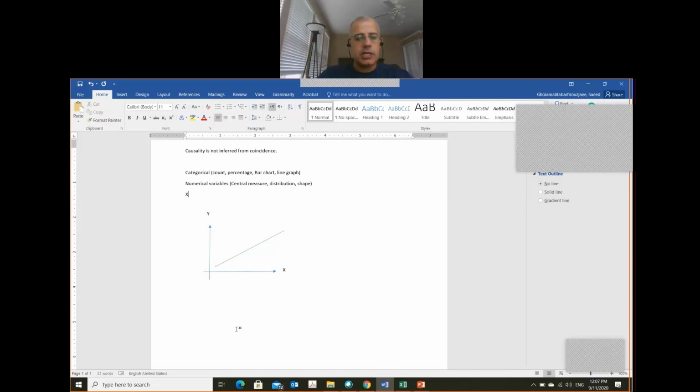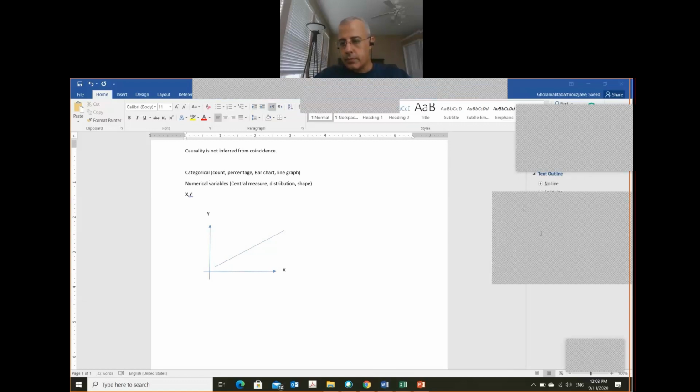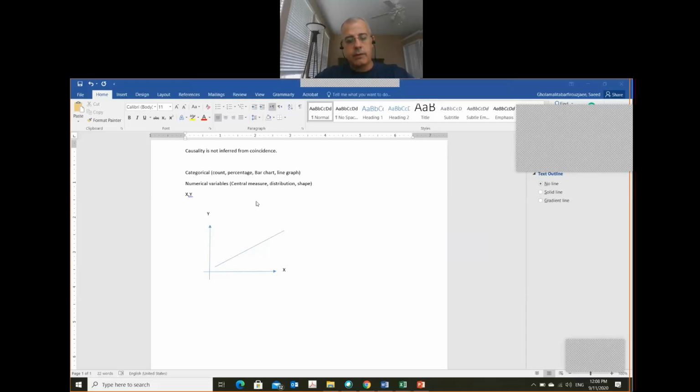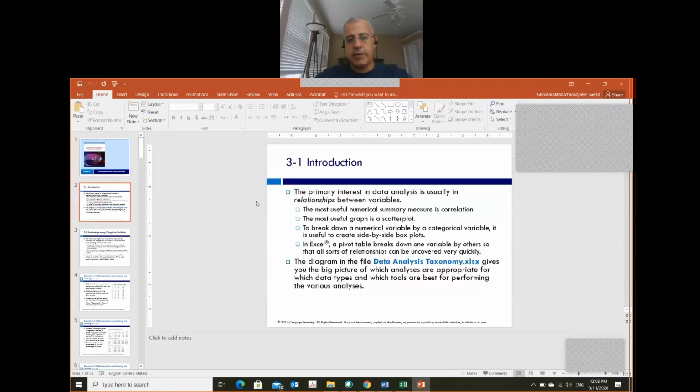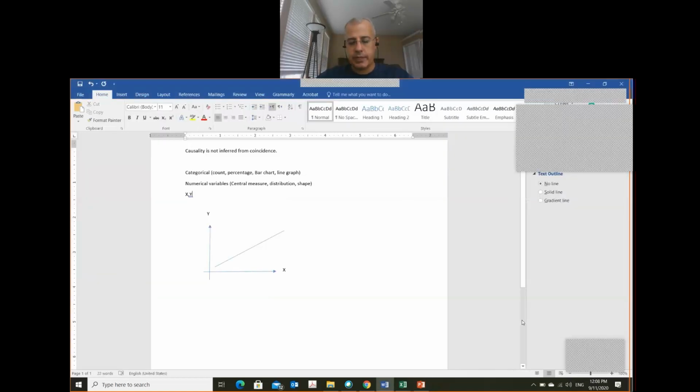Now in this chapter we want to see the relationship between two variables. Okay, and these two variables may be categorical or numerical. No question here. Okay. In this chapter, we just want to check the relationship among variables, different types of variables. The primary interest in data analysis is the relationship between variables, and as I said, this is just a relationship, no causality among variables. And the most useful numerical summary measure is called correlation. The most useful graph is a scatter plot, and to break down a numerical variable by a categorical variable, we use side-by-side box plots.